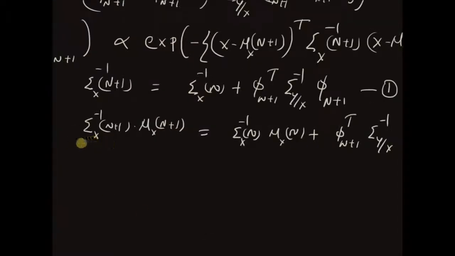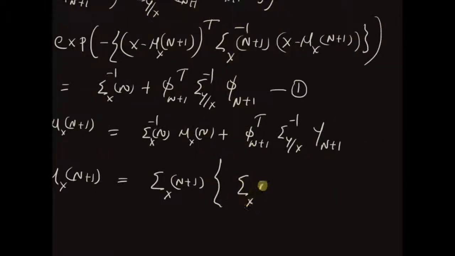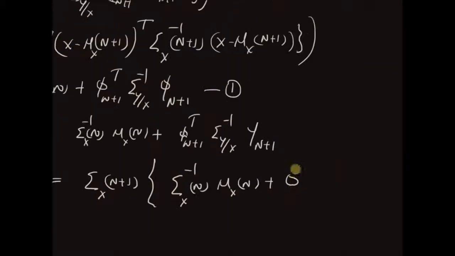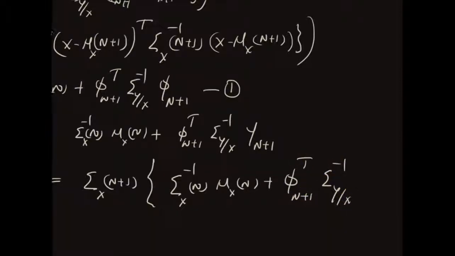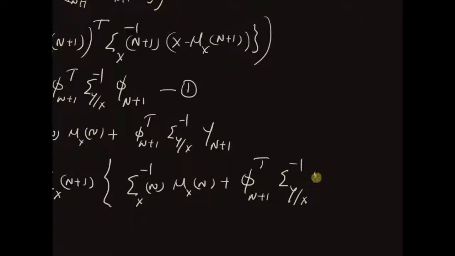Now by simply pre-multiplying with the covariance matrix at n plus 1, we have the latest mean vector, which is equal to the product of the covariance matrix at n plus 1 multiplied by the inverse of the covariance matrix at n, that is given n measurements, multiplied by the previous mean plus transpose of the latest transformation matrix, inverse of the conditional covariance of y, and then the latest measurement yn plus 1.